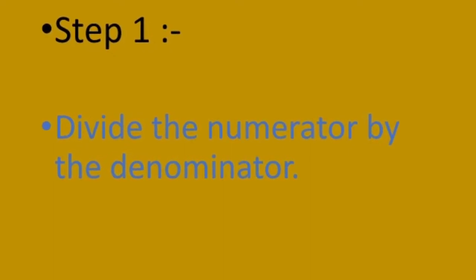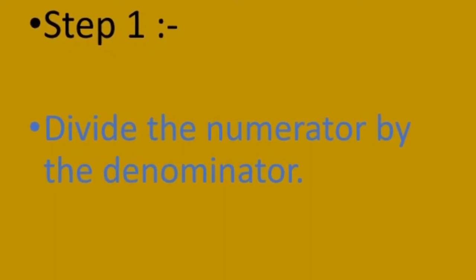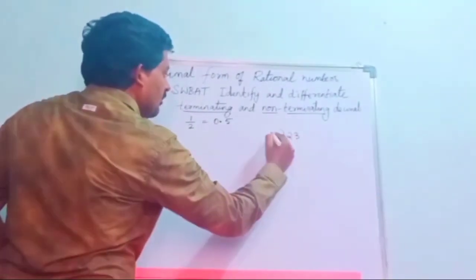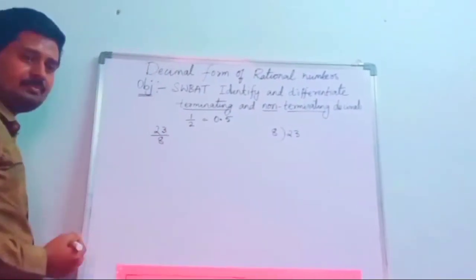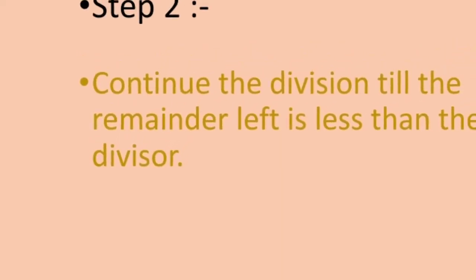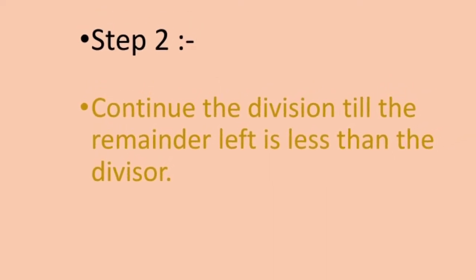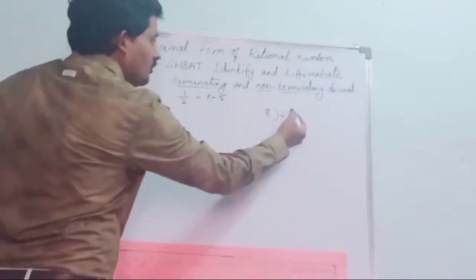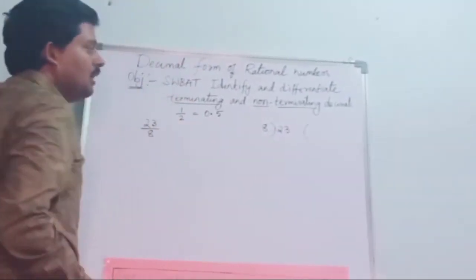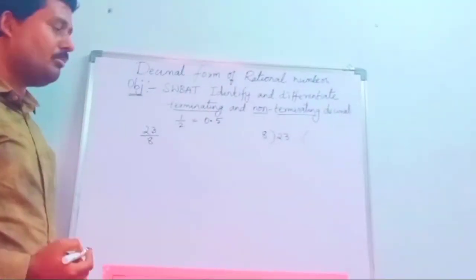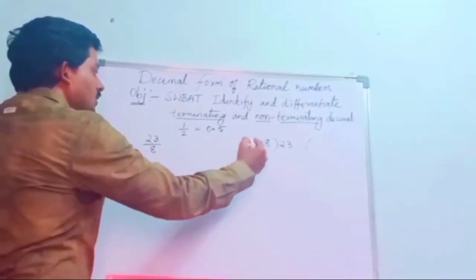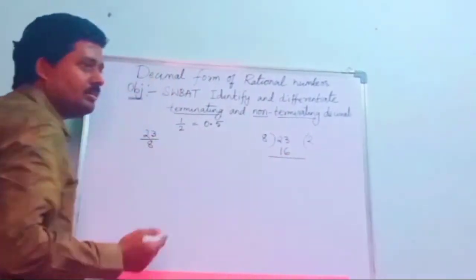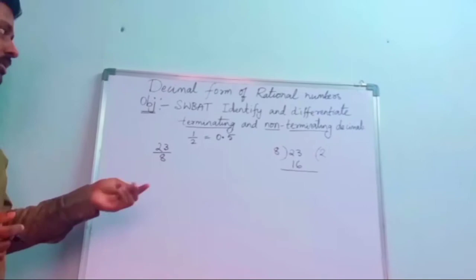So we will take the numerator, which is 23, by the denominator, which is 8. The second step says continue the division till the remainder left is less than the divisor. So we will try to divide this. 8 times what is the closest number to 23? 8 2's is 16. 8 3's is 24. So we cannot take 8 3's are 24.